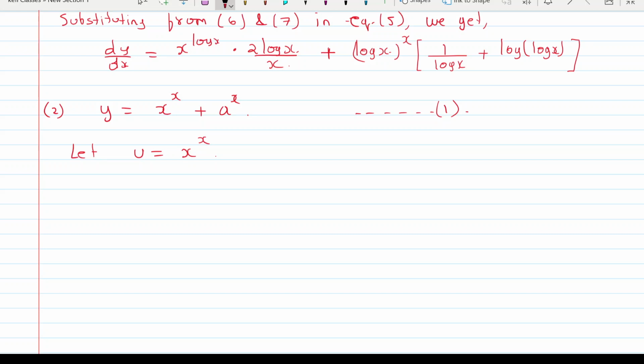Try on your own. पीछे से नहीं देखा तो भी चलेगा. You can do on your own. वही तो करना है, लॉग लेना है, use laws of logarithms, take derivatives.